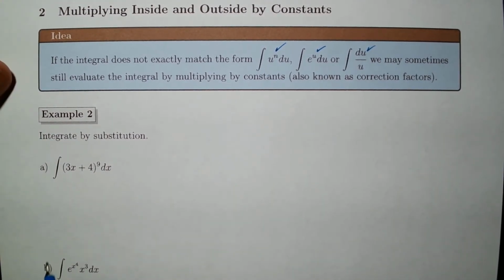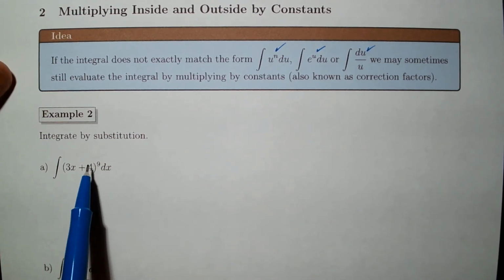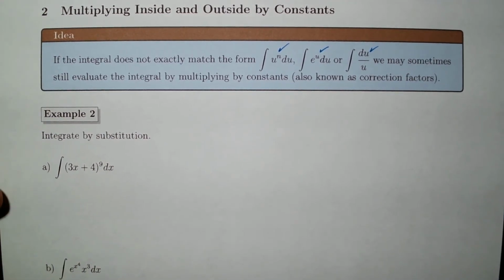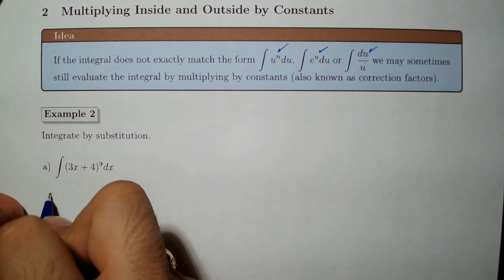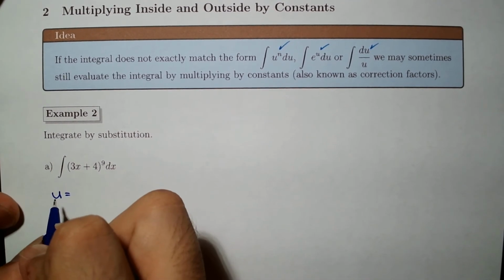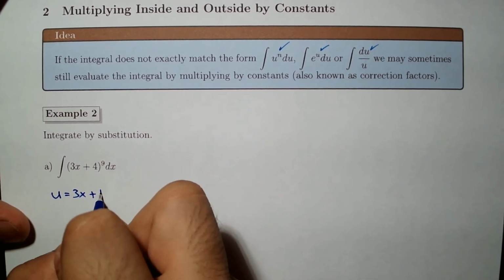Okay, now let's do the example I proposed earlier, in which you don't want to do this foiling 9 times. So let's see. So u equals 3x plus 4.